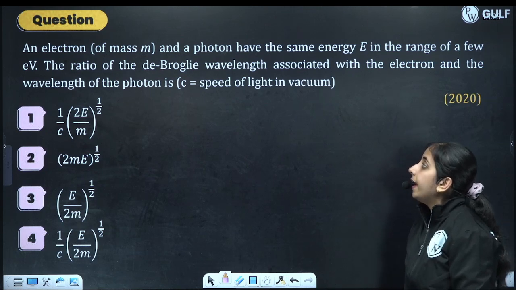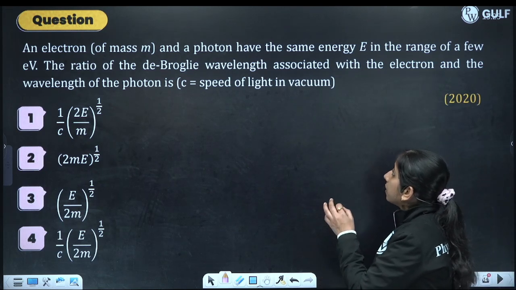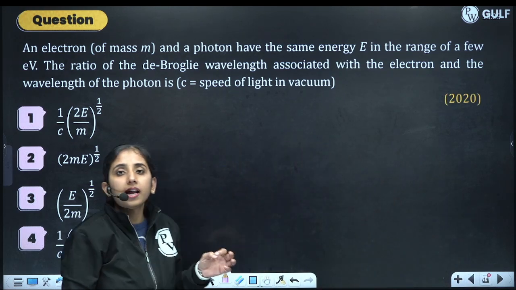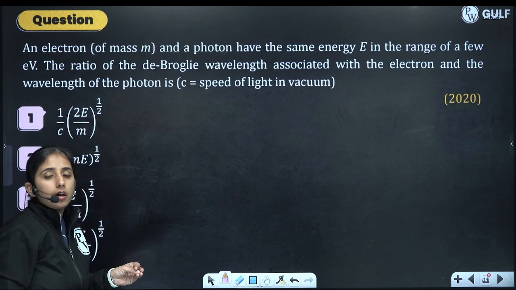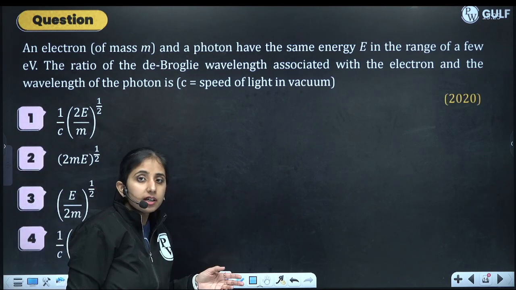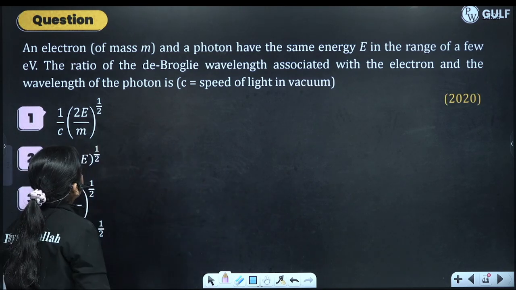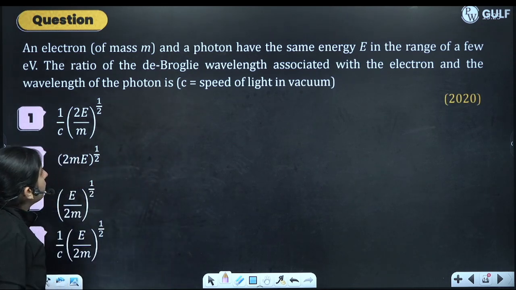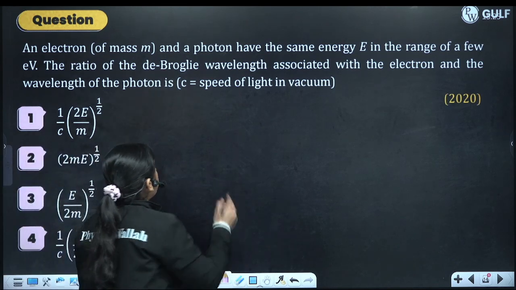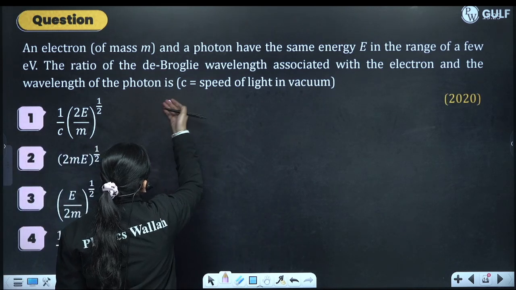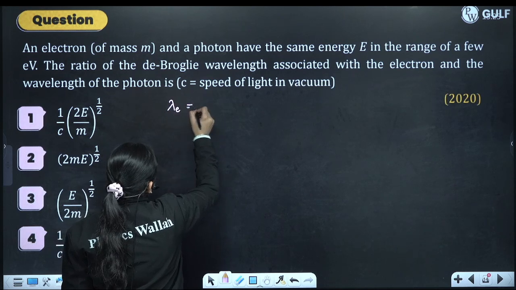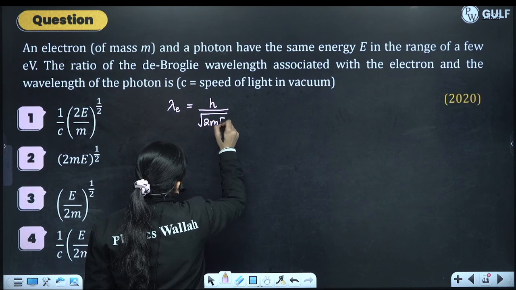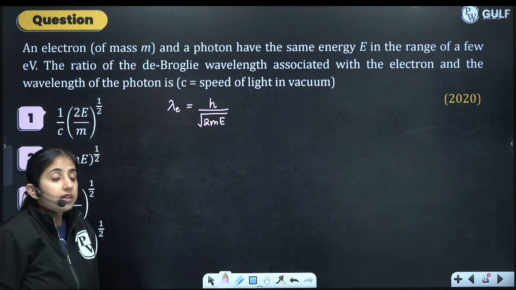Next question. An electron of mass m and a photon have the same energy E in the range of few eV. Both are having the same energy in the range few eV. We don't have to consider relativistic effects for electron. Okay, that means the ratio of the de Broglie wavelength associated with the electron and the wavelength of photon is. Okay, now for electron, de Broglie wavelength will be h by under root of 2mE, because electron is having the energy E.